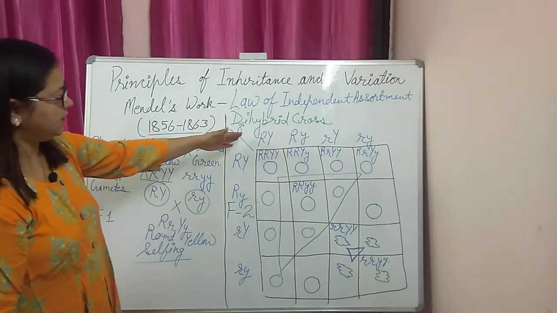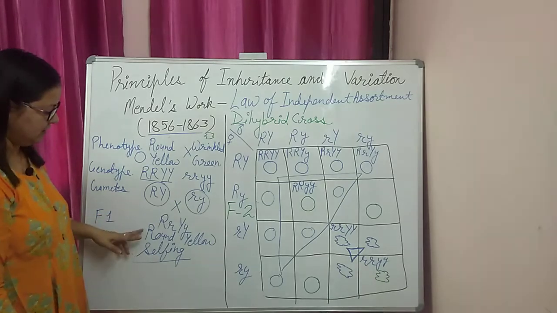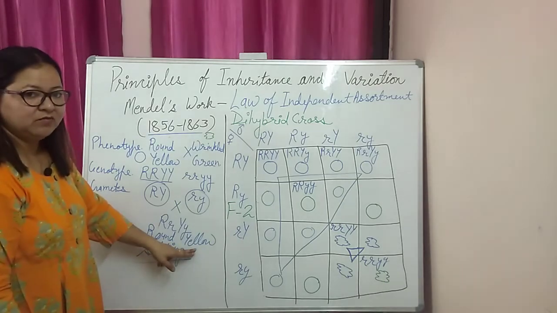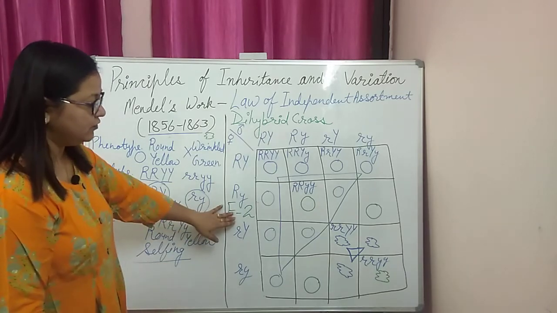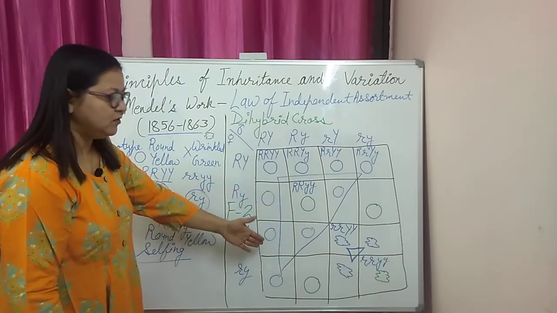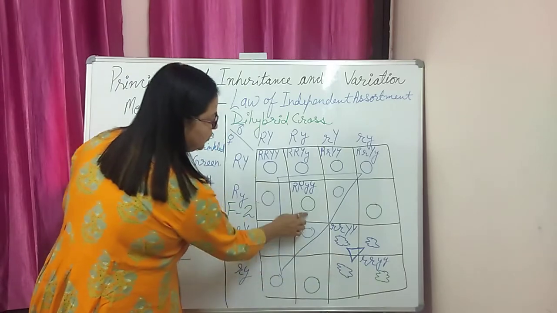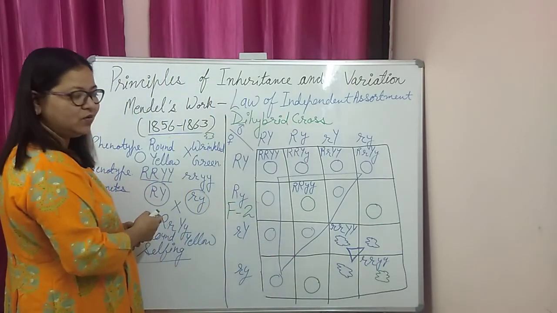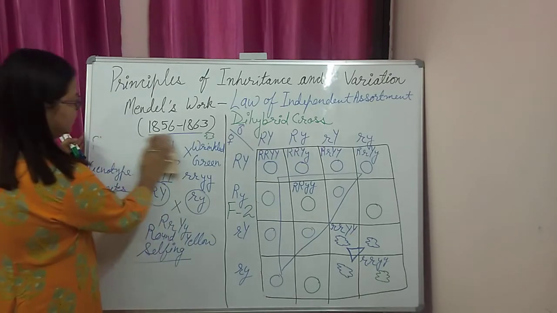So in a dihybrid cross, the F1 plants show the dominant character round and yellow, but when we go for selfing, surprisingly in the F2 generation, along with the parental characters, we are also getting two new combinations, and they are called recombinations. Recombinations I would like to write here.